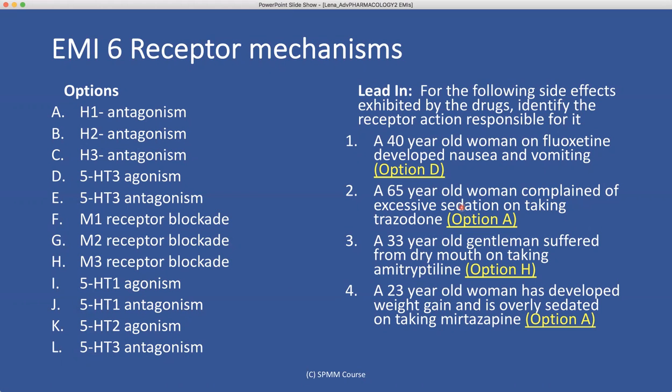Trazodone and sedation, H1 antagonism. Dry mouth and amitriptyline is M3 blockade. Weight gain on mirtazapine can also be attributed to H1 antagonism.